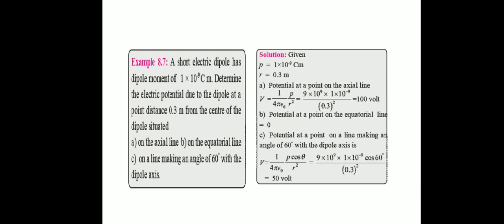is equal to 0. Now let us calculate potential on the line making an angle 60 degrees with the dipole axis. In this case, they have clearly mentioned theta is 60 degrees. So what about cos 60? Half, right? So put the value of cos 60 as half, all other values are as they are. If you solve the RHS side, you will get the answer V is equal to 50 volt.